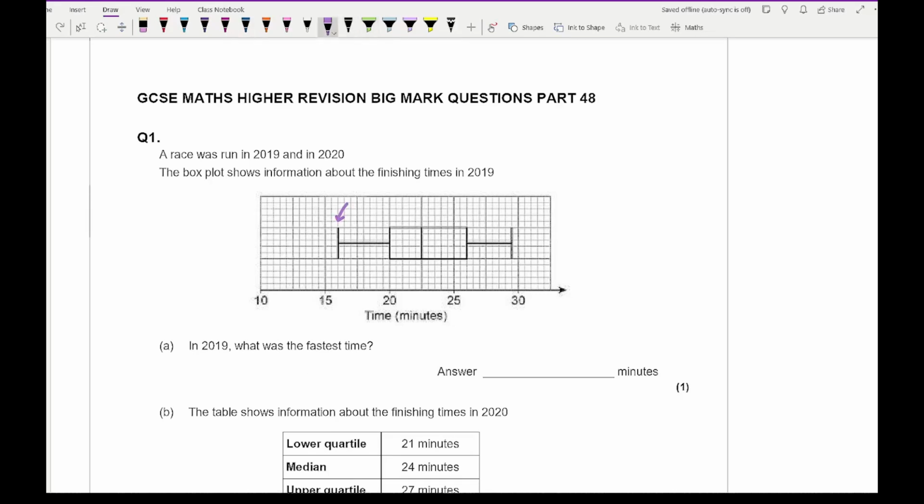Now for the fastest time, we want the smallest amount, and that is going to be this number here. Using the scale, we know that at this point here it's 15 and we're going up in 20 parts, so every little box represents half a minute. So the smallest value is at 16, so the answer we need to write is 16.